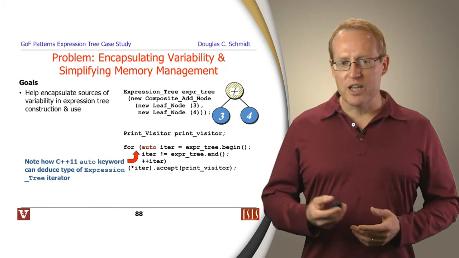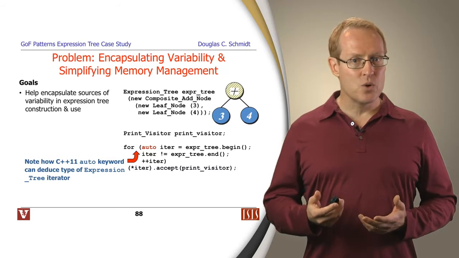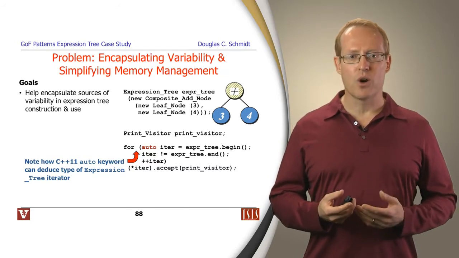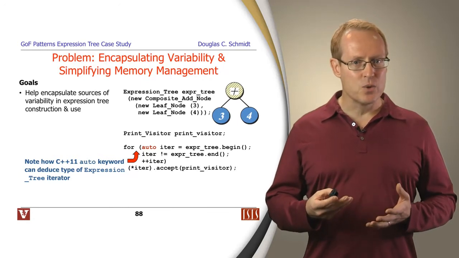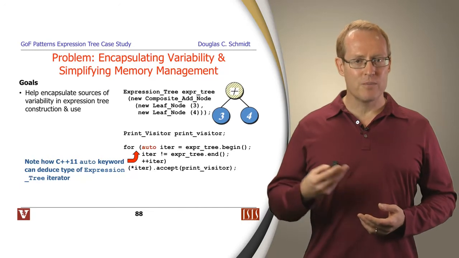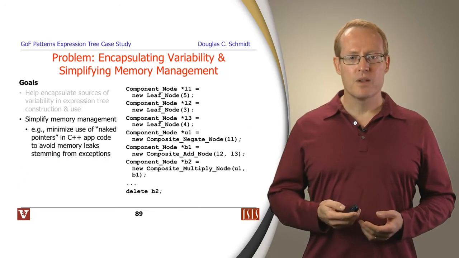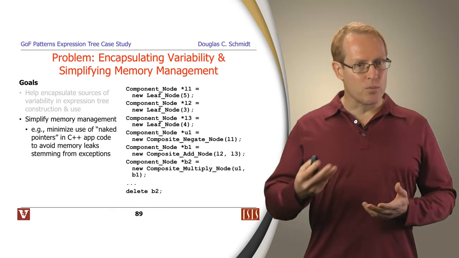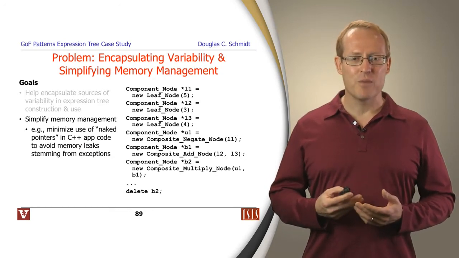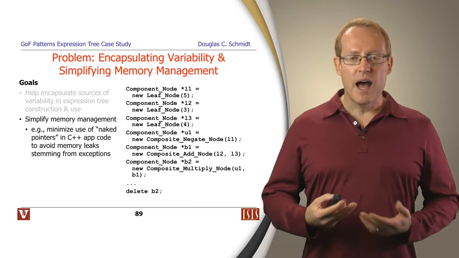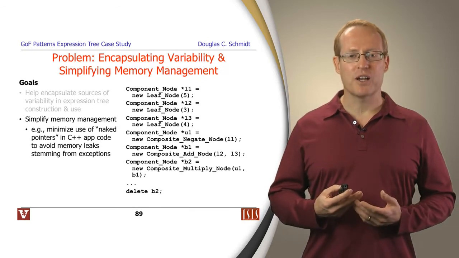Notice, by the way, in this particular example that we're leveraging one of the new C++11 features called the auto keyword, which can be used to automatically deduce the type of the iterator based on the return value from the factory method begin. We also want to be able to simplify memory management. This, again, is more important in C++ than in Java because C++ requires you to manage the memory more explicitly, because it doesn't have automated garbage collection.